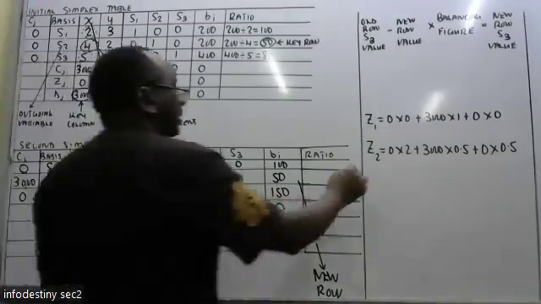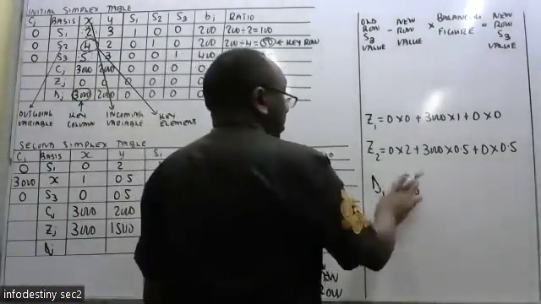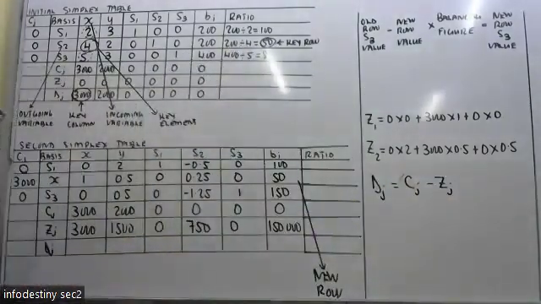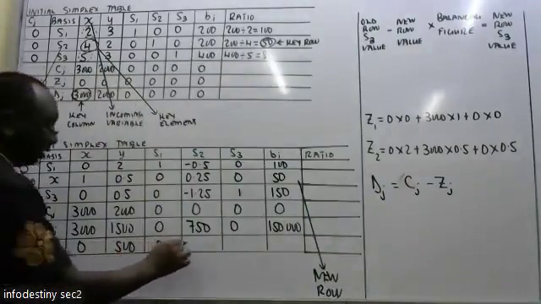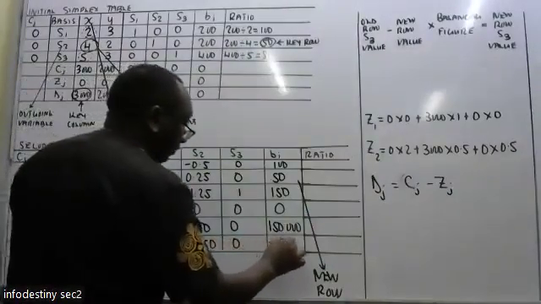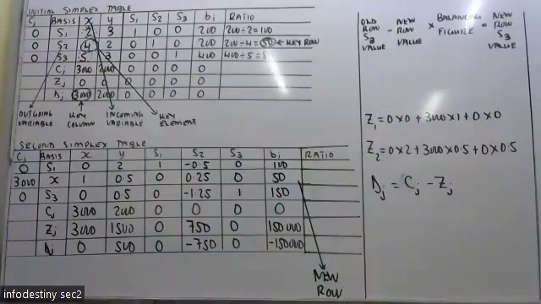Then that other one we said DJ is CJ minus ZJ. So now this will be 0, this will be 500, this will be 0, this is minus 750, this is 0 and this is minus 150,000. So let it be filled. Do we have any positive value there? So our table is not optimal.